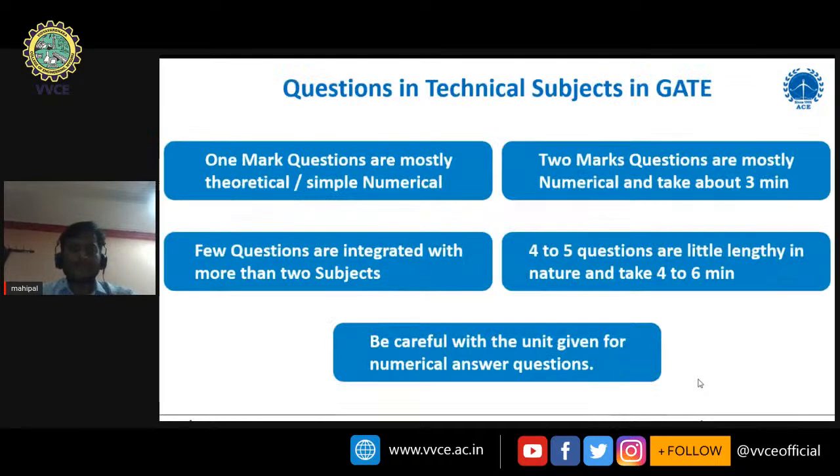Then there are many aspects in the GATE examination. Many of the points that you see here are self-explanatory, but there are a few points which I wanted to share with you. The first one is the fourth point: 4 to 5 questions are a little lengthy in nature and take 4 to 6 minutes of time.